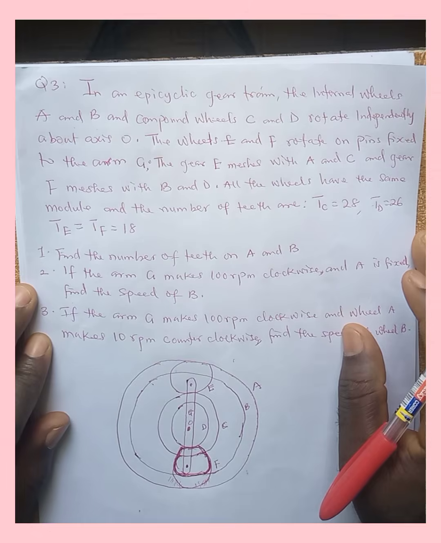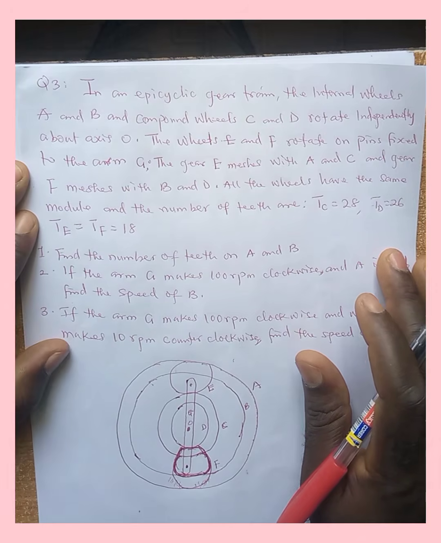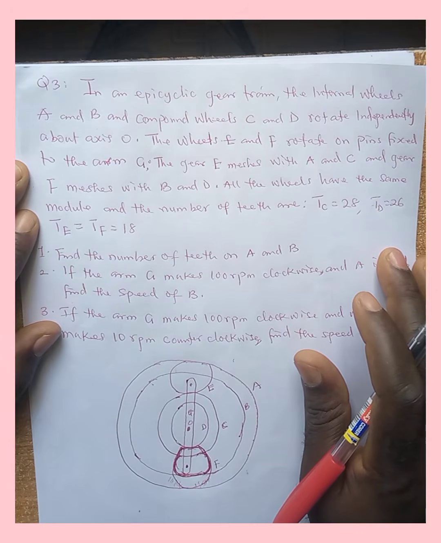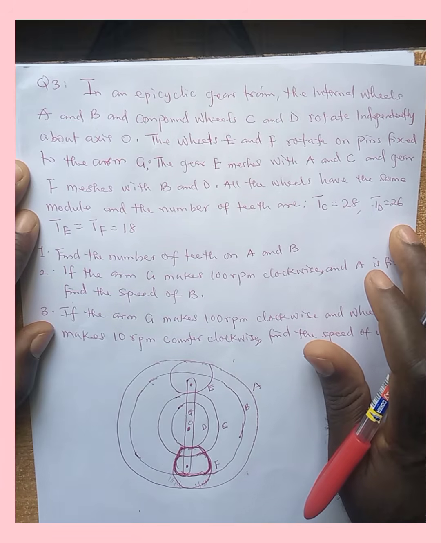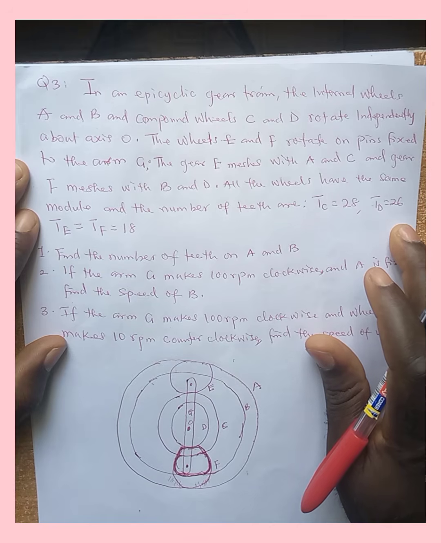Let us take a look at question 3 on the gear train. The question says that in an epicyclic gear train, the internal wheels A and B and compound wheels C and D rotate independently about axis O. The wheels E and F rotate on pins fixed to the arm G. The gear E meshes with A and C, and gear F meshes with B and D.